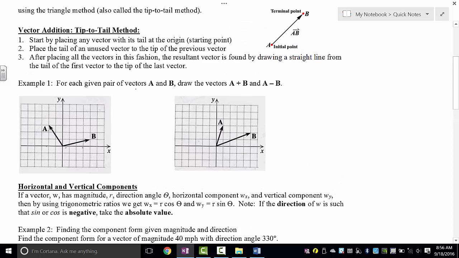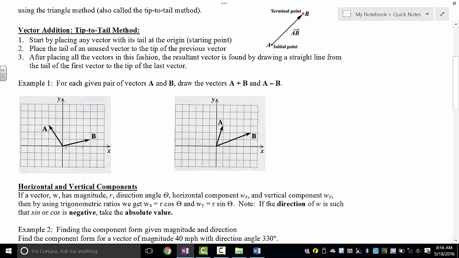For each given pair of vectors A and B, draw the vectors A plus B and A minus B. So you start by placing any vector with its tail at the origin. Vector A is placed with the tail at the origin. The tail is the initial point or the starting point. Then number 2, place the tail of an unused vector at the tip of the previous vector.